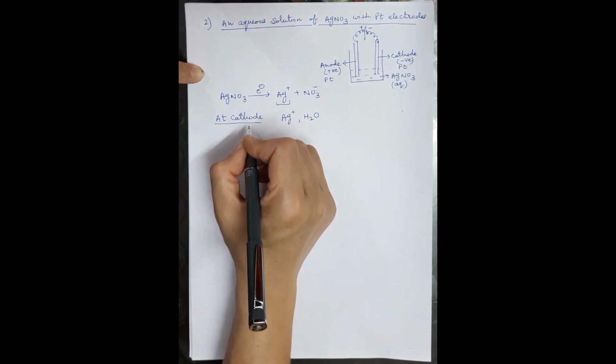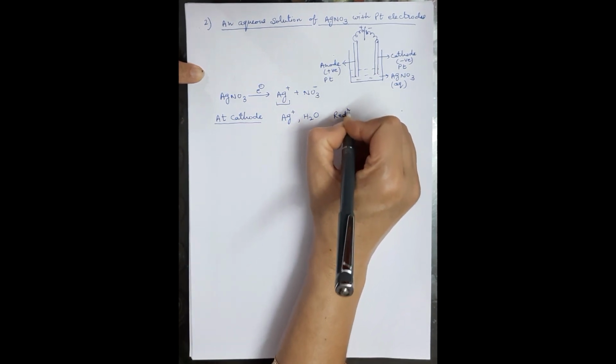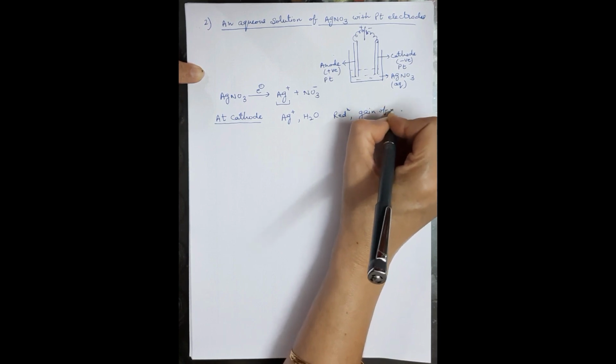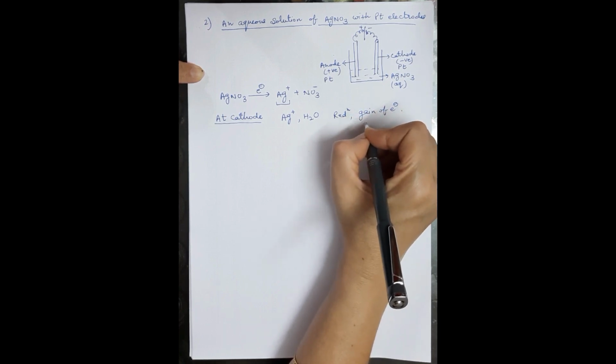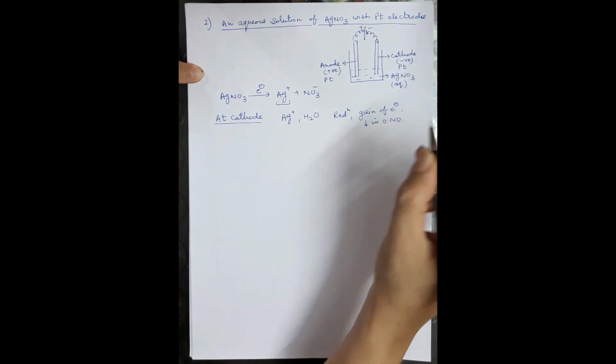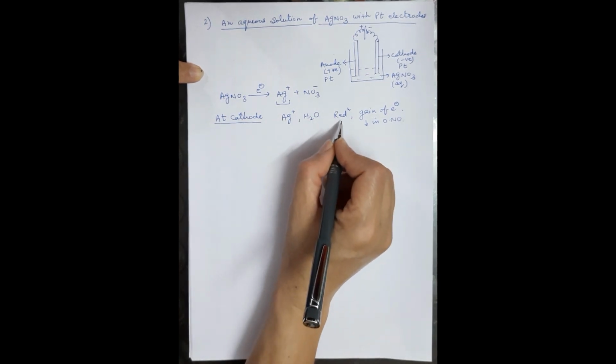What happens at cathode? At cathode, reduction occurs. Reduction means gain of electron. Again, I'll revise: gain of electron, or it is decrease in oxidation number. Now, if both of them are present at cathode, then who will undergo reduction?